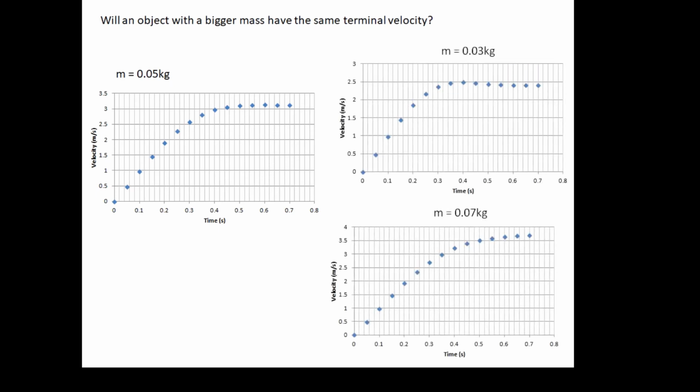Another question: will an object with a bigger mass have the same terminal velocity? Originally I started with a mass of 50 grams, 0.05 kilograms. With my model, I can change that and see what difference it makes. Here's 30 grams at the top and then 70 grams at the bottom. For 50 grams, it was just over 3 meters per second. For 30 grams, it's less than 2.5. And for 70 grams, it's more than 3.5. So this tells me that a bigger mass would have a larger terminal velocity.